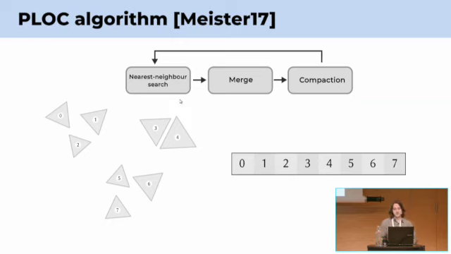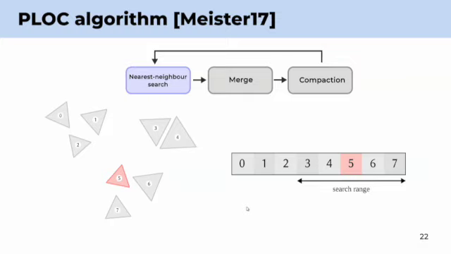So we have here an array of clusters, which is initialized with 1 cluster per primitive. This algorithm is separated in 3 stages. We first have a nearest neighbor search, which is going to compute for each of these clusters its nearest neighbor. So we iterate over a search range, and for every neighboring cluster, we compute a combined bounding box, and we find the smallest one. This gives us a nearest neighbor for this specific cluster, and this is done in parallel for all clusters.